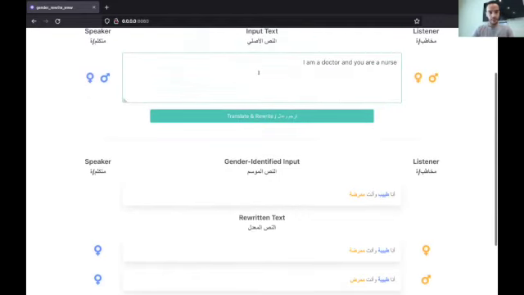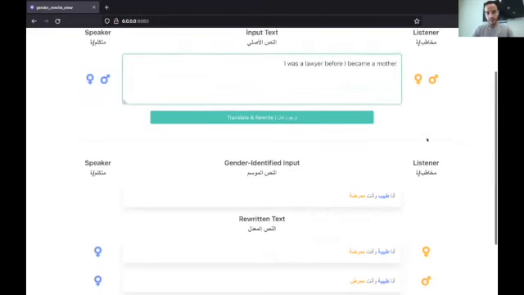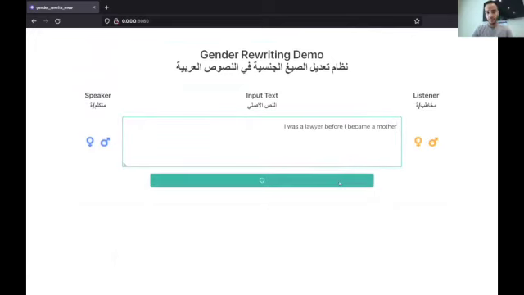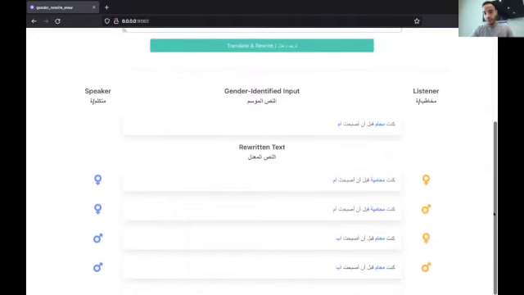To pick another example that's a little bit more complex, say that the sentence was, I was a lawyer before I became a mother. If I would like to translate and rewrite this, we would see that the Google Translate output was كنت محامٍ قبل أن أصبحت أم. So in that case, the translation is obviously wrong, even though it had the clue that the person speaking is a female user. Regardless of that, our system was robust in a sense that it was able to do the rewriting in a correct way.